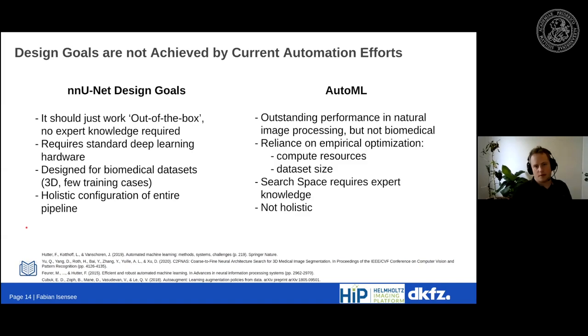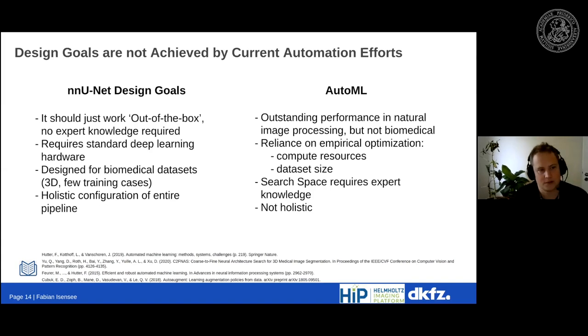So if you look in the literature, this kind of automation approach is usually addressed by something called AutoML, automated machine learning, which delivers, there's no denying it, outstanding performance in natural image processing. But so far, it hasn't been very successful or consistently successful in the biomedical domain. That is, I believe, in part because it relies on relatively large data set sizes in order to make its empirical optimization process work and not overfit too much. And it also relies on lots of compute resources, which is something not many groups in the medical or biomedical domain have. So, for example, you will see AutoML-based papers from Google, etc., who just have orders of magnitude more compute resources than probably all of us combined.